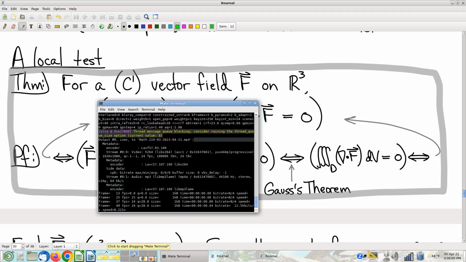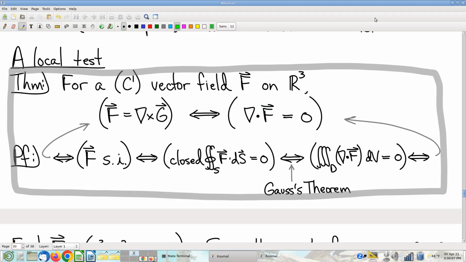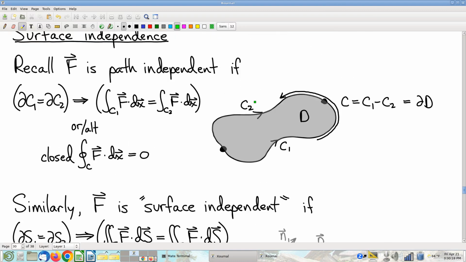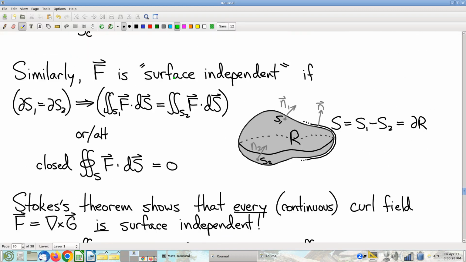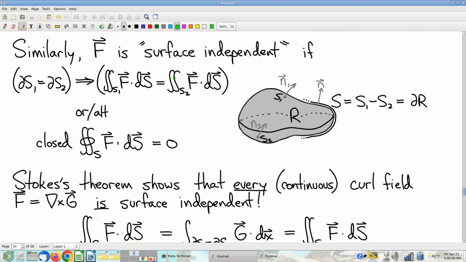Okay, all right. So here's where we were last time. We were talking about curls and Stokes' theorem and related facts. And one of the ideas that we started talking about was surface independence. And again, it's just completely analogous to the idea of path independence, and I'm going to show you a point of view on that in a few minutes that will underscore how extremely similar it is.